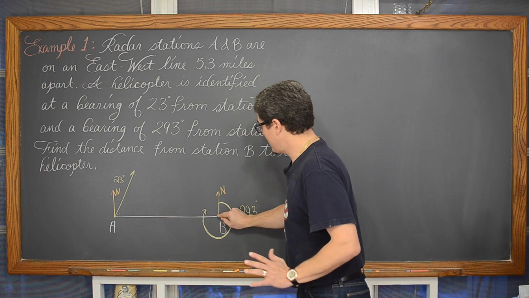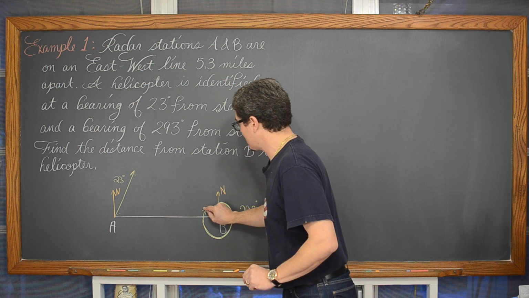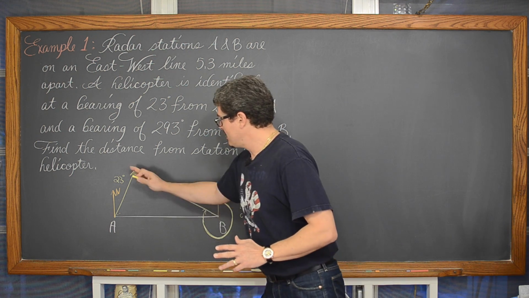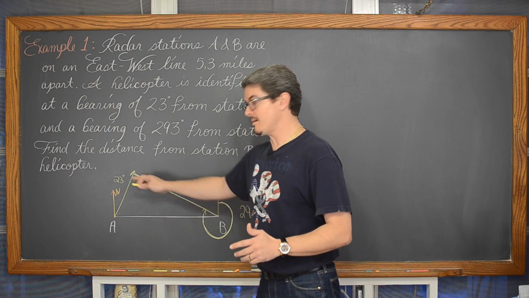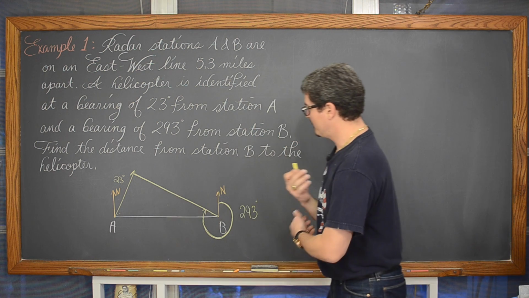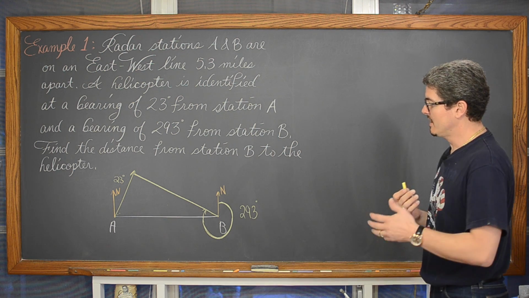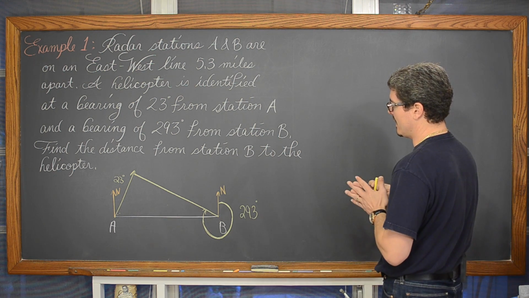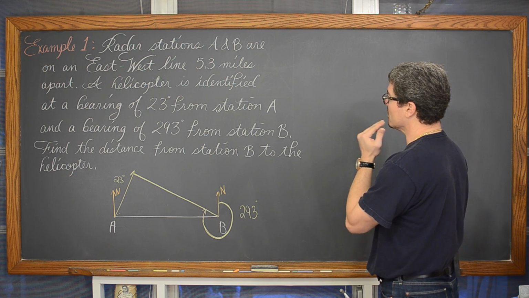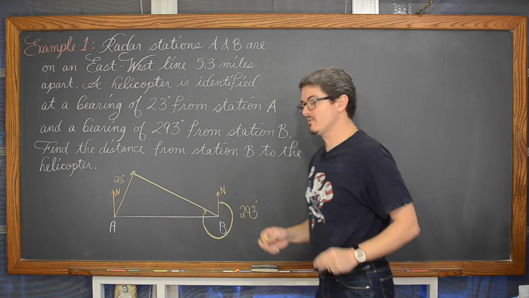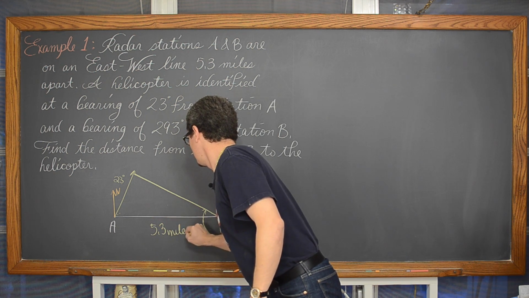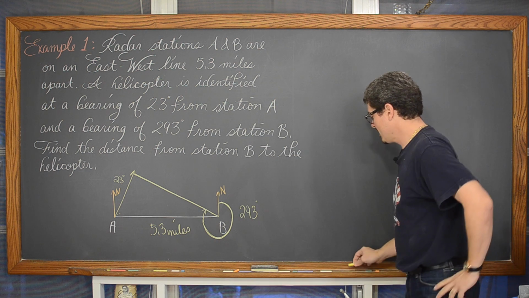And now it makes sense that from station B we're going to go out and basically have an indication of where the helicopter is from station B, and from station A. And we have a triangle set up. I almost said right triangle, but we don't really know that yet. Okay, well, let's see here. The stations are 5.3 miles apart. Okay, now we have that number in there.